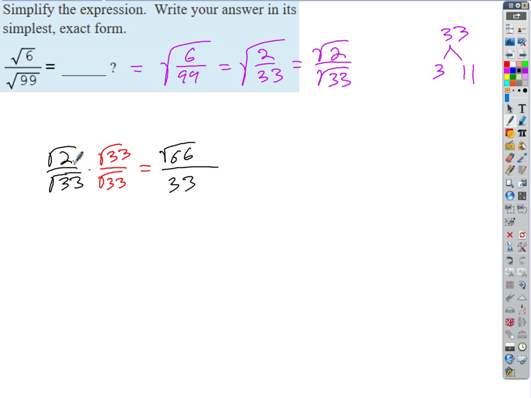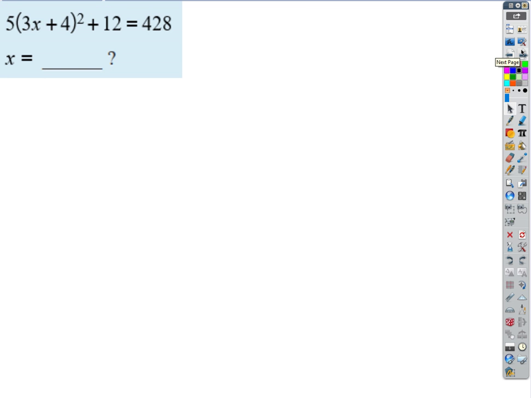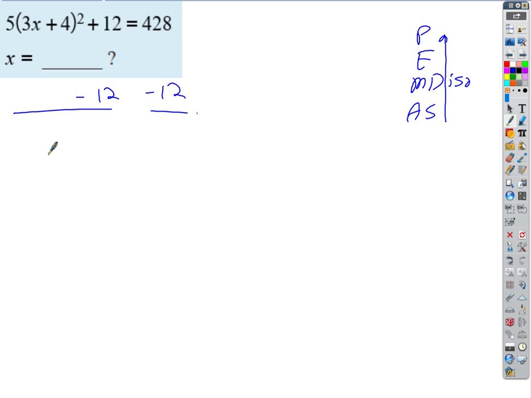Okay, so let's try this in one problem. And then we'll let you work on this stuff. So this looks familiar. What are the steps we're going to go through? What do we do first? Subtract 12, good. So we get 5 times quantity 3x plus 4 squared equals what? 416? Okay, now what? Divide by 5. Uh-oh. That doesn't reduce, does it?